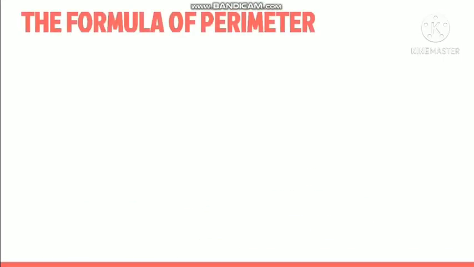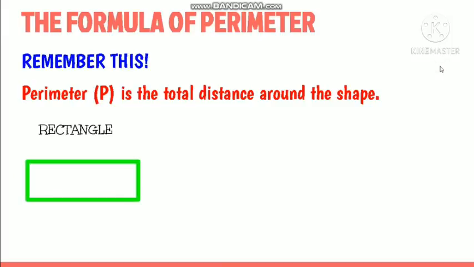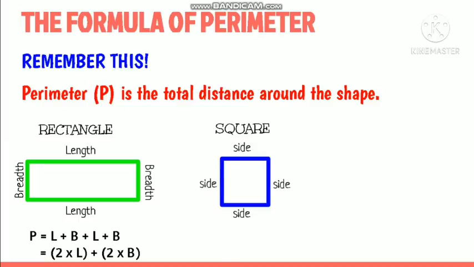The formula for perimeter: remember that perimeter is the total distance around the shape. So the point is you have to add all of the length of the sides. For rectangle, we have length and the breadth. So the perimeter is 2 times length plus 2 times breadth. For the square, we have 4 equal sides. So the perimeter is 4 times side.